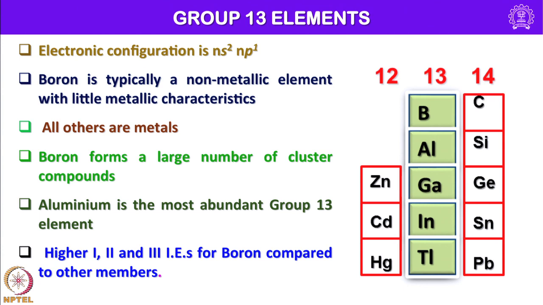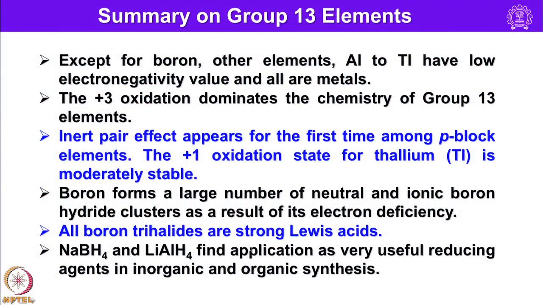And then it spreads across tin and lead, and also it moves on to group 15 elements such as antimony and bismuth, and then tellurium. And except for boron, other elements have low electronegativity value and are all metals. As I said, +3 oxidation dominates the chemistry of group 13 elements, and +1 oxidation is reasonably stable for thallium, and in fact +3 is oxidizing in nature.